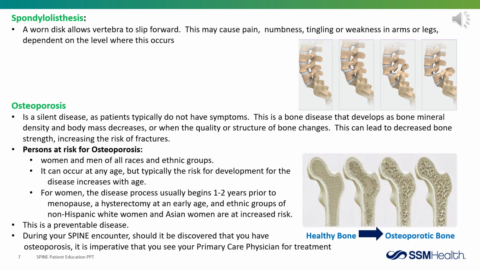Persons at risk for osteoporosis: women and men of all races and ethnic groups. It can occur at any age, but typically the risk of development for the disease increases with age. For women, the disease process usually begins 1 to 2 years prior to menopause. A hysterectomy at an early age, and being in the ethnic groups of non-Hispanic white women and Asian women, are at an increased risk. This is a preventable disease. During the spine encounter, should it be discovered that you have osteoporosis, it is imperative that you see your primary care provider for treatment.